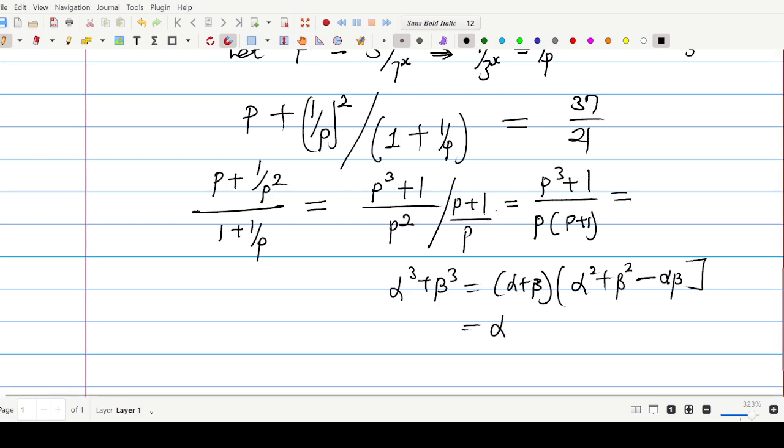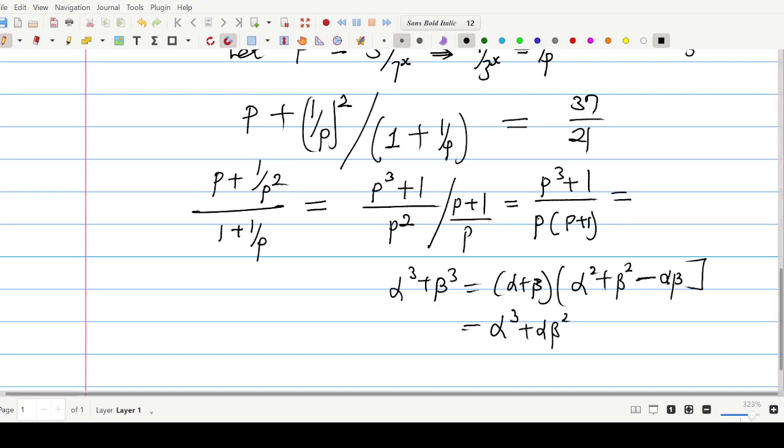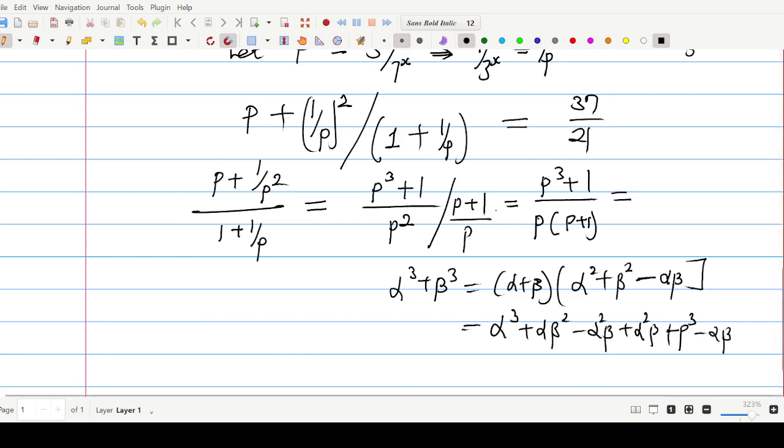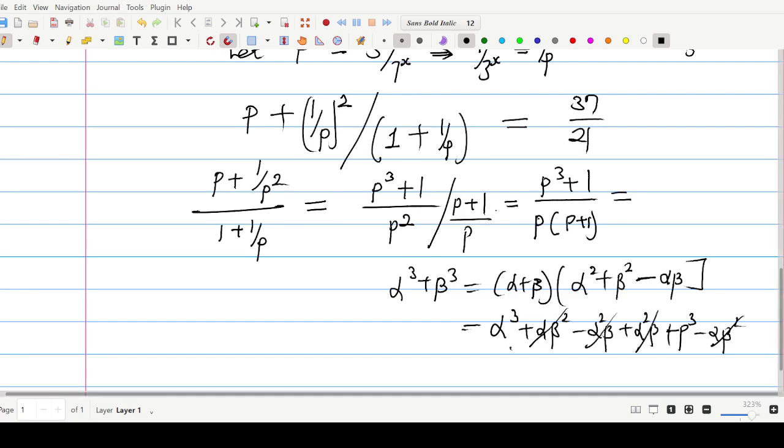For expand, we have alpha to the power 3, then plus alpha beta squared, minus alpha squared beta, then plus alpha squared beta plus beta to the power 3 minus alpha beta squared. Let's see. Then this cancels out with this. This also cancels out with this. We are left with, so we are very correct. So this is equal to this.